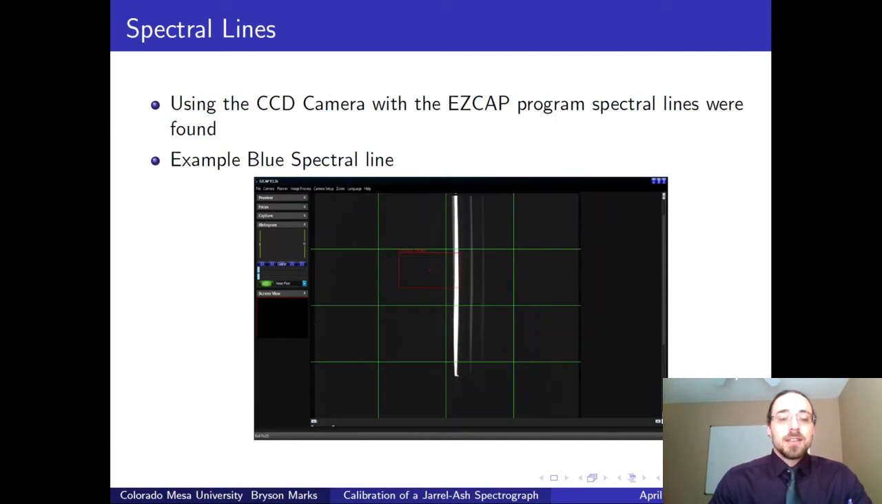So to find these spectral lines, I used the CCD camera with the EasyCap program and came to the following image here. You see here we have an example of the blue spectral line. Now, how did I know that this is the blue spectral line? Well, I removed the CCD camera so that I could see the actual color of these spectral lines, and double checked that with my eyes.